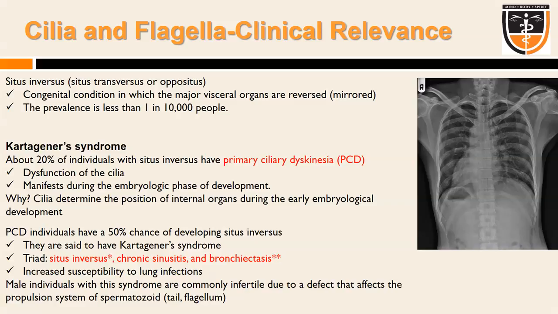As the embryo develops in the mother's womb, we know that organs will be developed in one location and will be shifting to another location during embryological development. So most of the organs will be shifted during embryological development to their position. This is achieved by the presence of cilia inside the embryological tissue. So if individuals have a problem with the movement of cilia, they can develop a condition known as situs inversus, where organs are flipped. They are not in the positions where they should be.